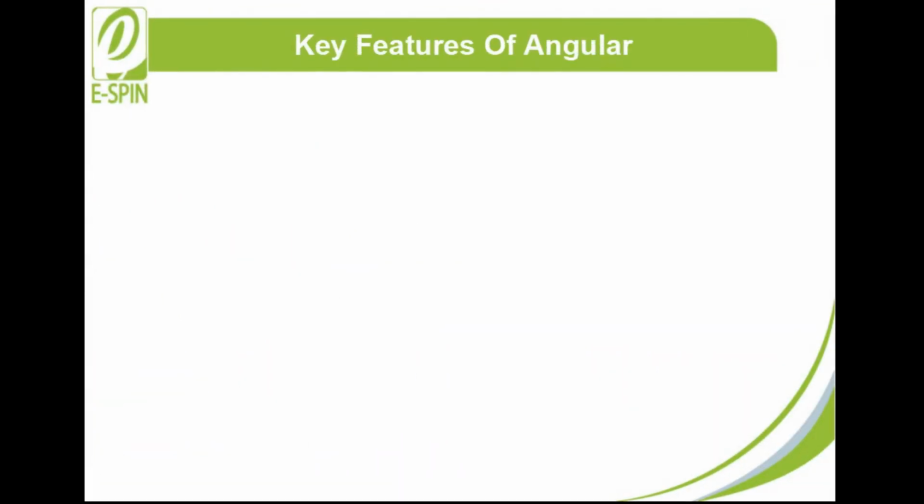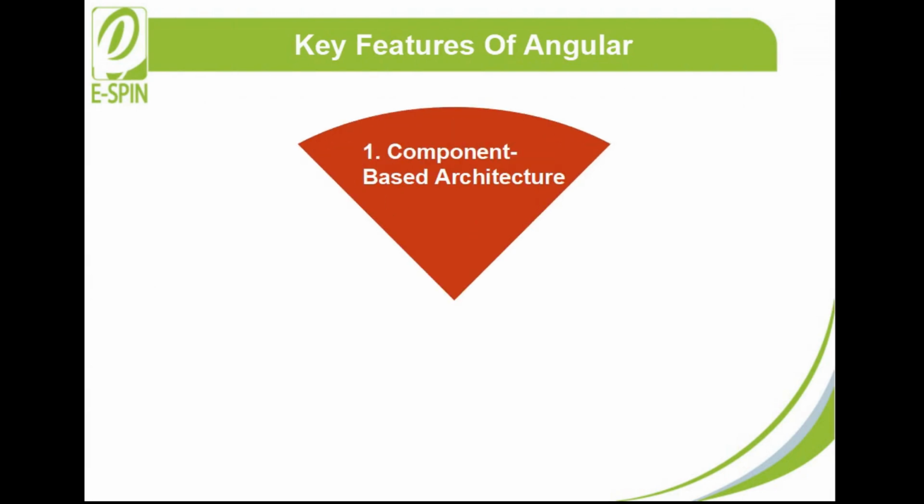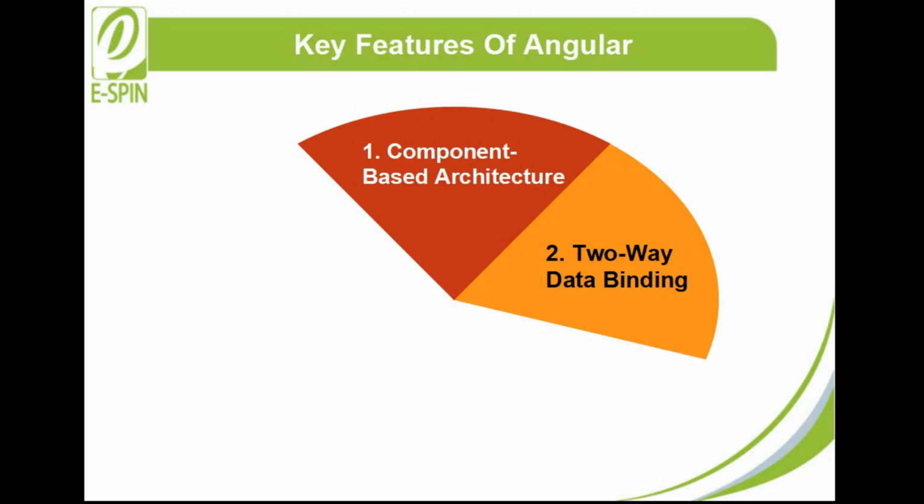Key features of Angular. 1. Component-based architecture. Components are reusable, self-contained units that encapsulate HTML, CSS, and TypeScript code. 2. Two-way data binding, allowing synchronization between the model, data, and the view, user interface. When the model changes, the view updates automatically, and vice versa.